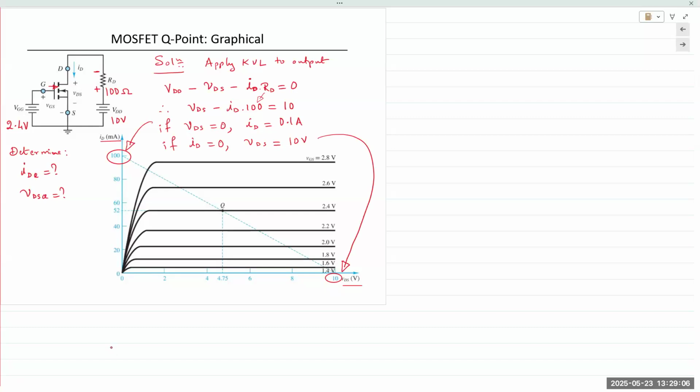Okay. Standard procedure. Apply KVL, input and output side. In this case, we don't have to worry about input because there's no input current going in. All we need to look at is VGS. VGS is not a concern for this particular problem because it only asks us to determine Q point values for ID and VDS. For that, we don't need VGS. Obtain the equation, plug in X equal to 0, Y equal to 0, and determine these two values. Once you have those two values, you plot the load line.